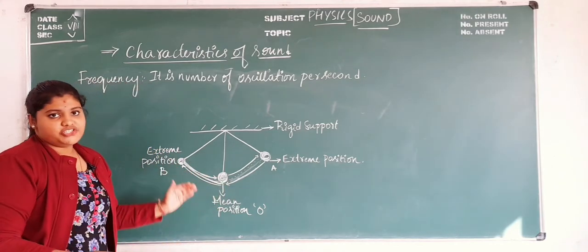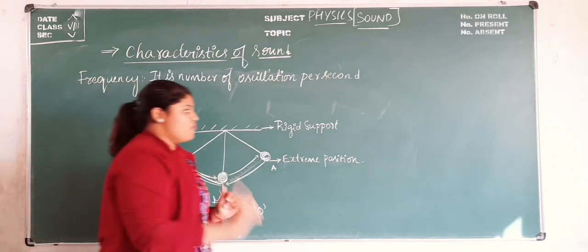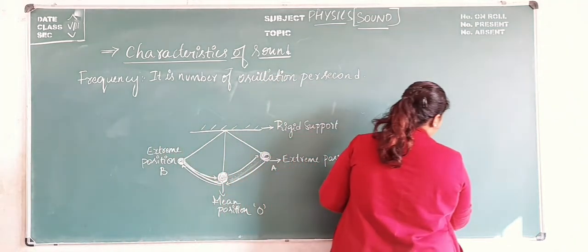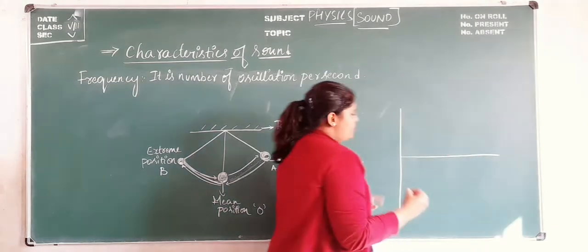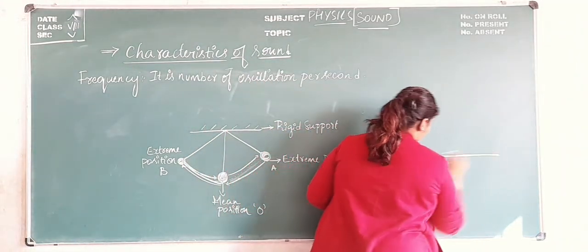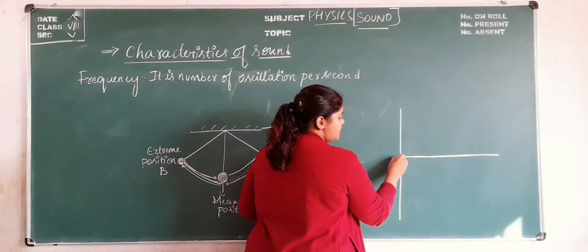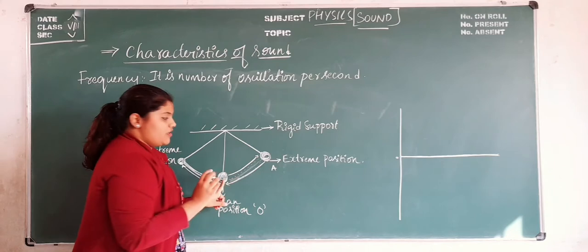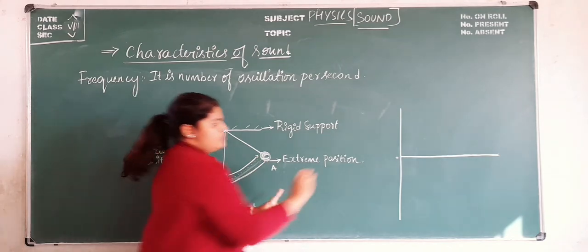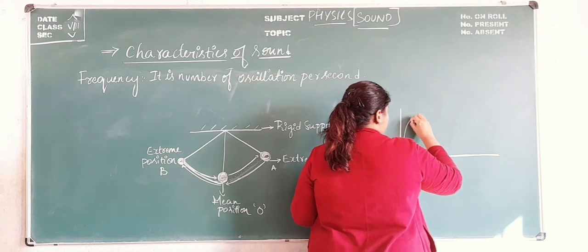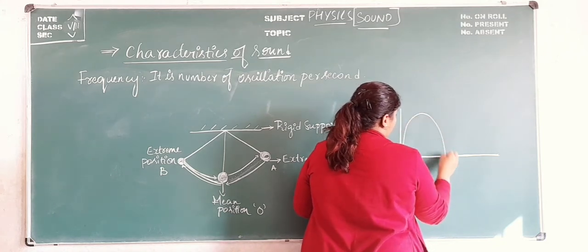So I told you sound travels in form of a wave. If I consider this horizontal line as a mean position O, so first from O to A. So I just draw a wave like this.